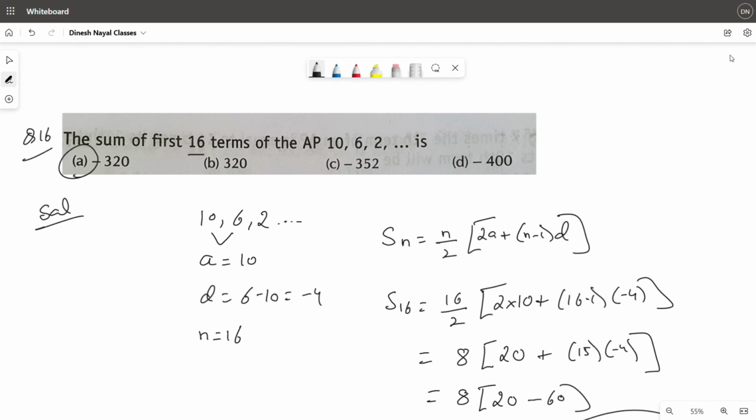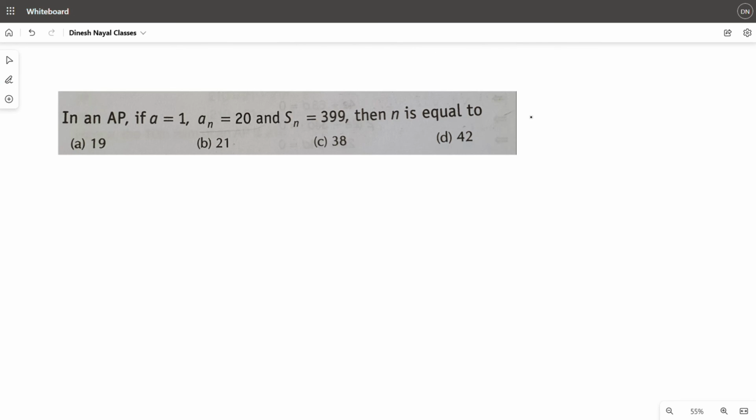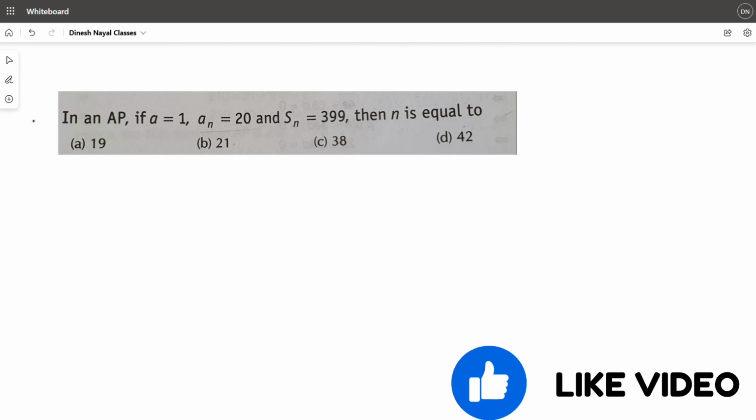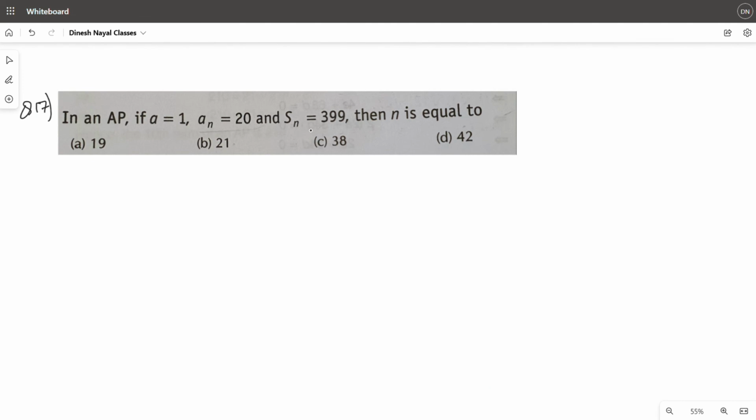Now next question, which is question number 17. Question number 17 is, in an AP, if a equals 1, an is 20, Sn is 399, then n is equal to. Now see, what is Sn? They have given Sn. We know that Sn is n by 2, 2a plus n minus 1 into d. Now the Sn is given as 399.